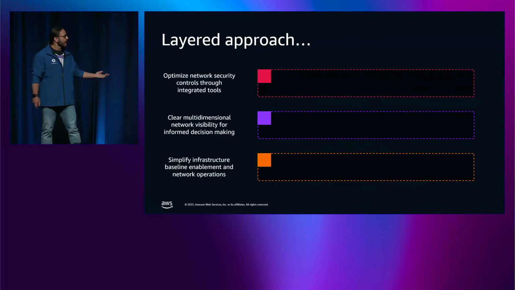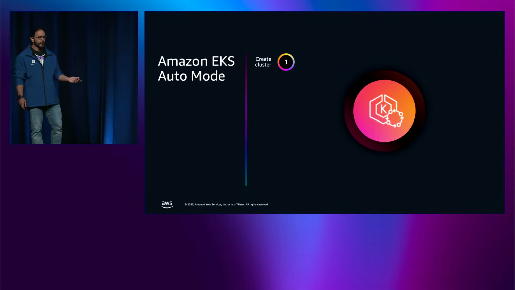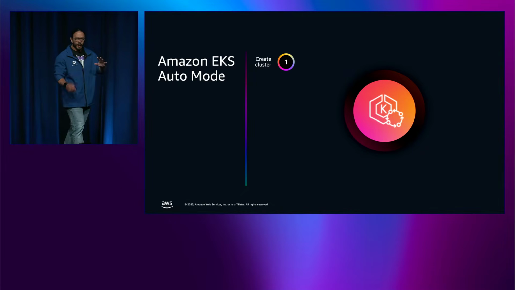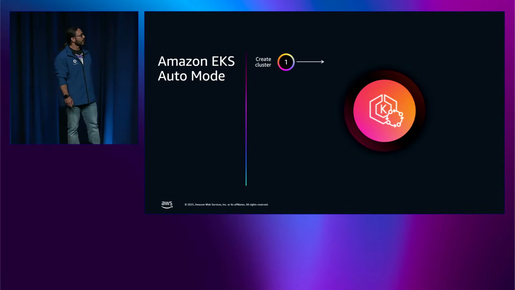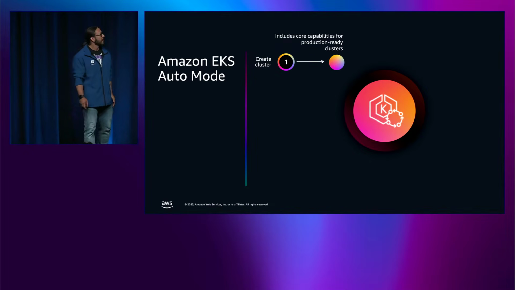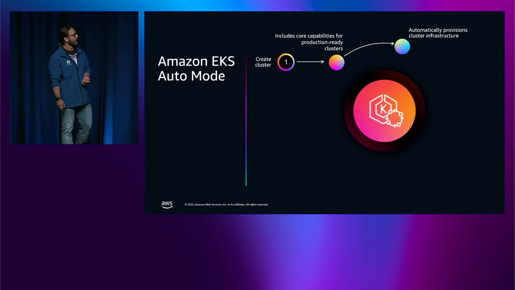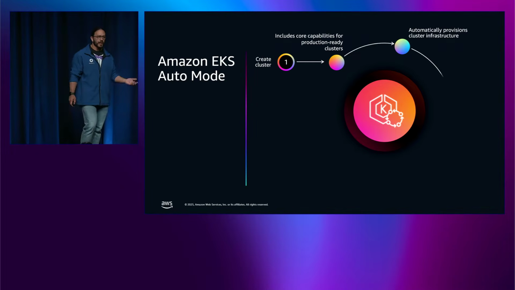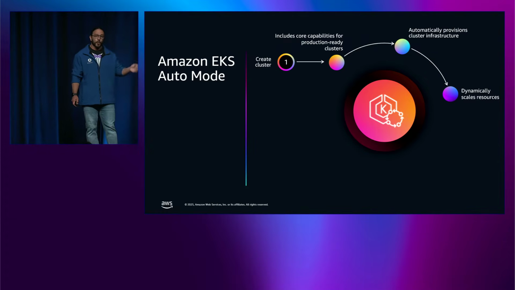Starting from the bottom again, last year at re:Invent, we introduced EKS Auto Mode. Remember I talked about Auto Mode? I know some of you are already using it. What Auto Mode gives you is basically one-click cluster creation, and all of the production-ready best practices and capabilities are out of the box, so you don't need to worry about deploying any of those. It provisions all the cluster infrastructure and automatically handles compute scalability through a key component called Karpenter.